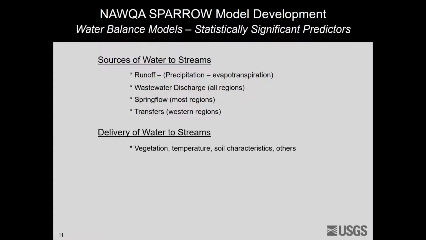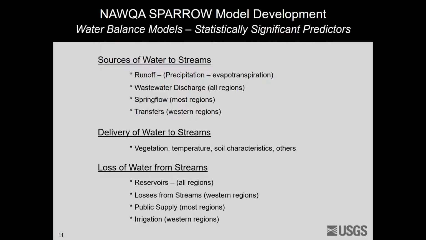Delivery of water from the land surface to streams, there were a number of variables that were important there, and it really depended on what region you were in as to what variables were important. But categories of variables included vegetation. The greenness or density of vegetation was important in some regions. Temperature was important in some regions. And soil characteristics of one form or another were important in just about all regions. And then there were a variety of others that were important as well.